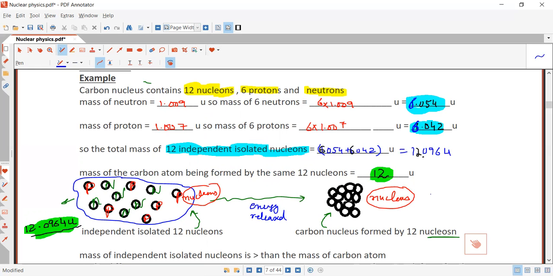So he said that when the nucleus is broken, the energy is absorbed, right? So he told us that the same energy is absorbed.